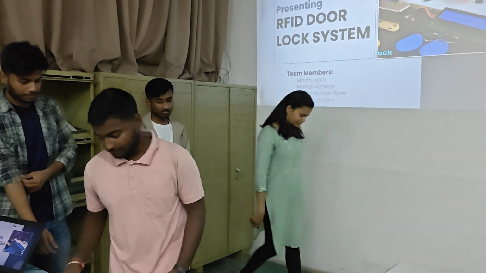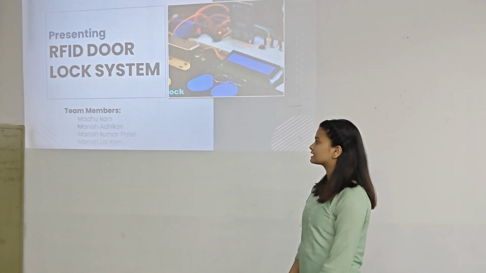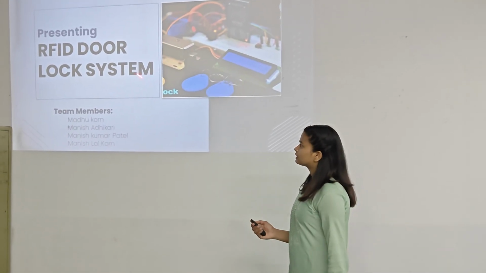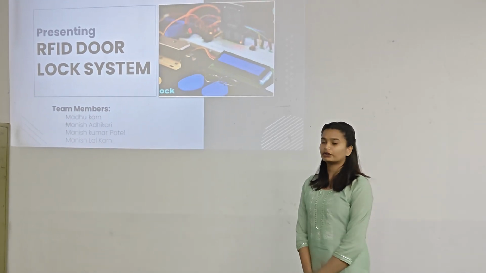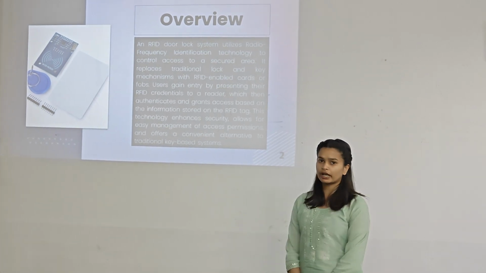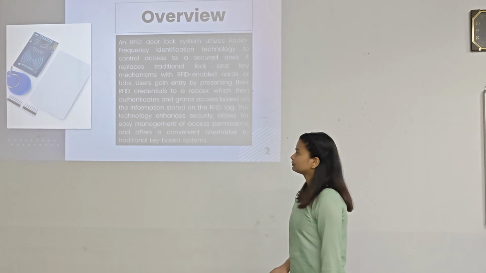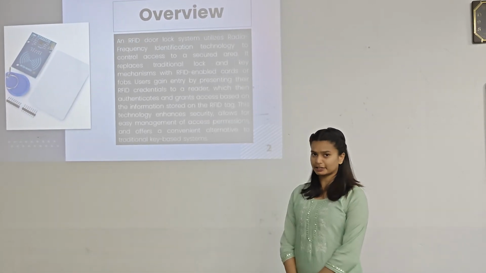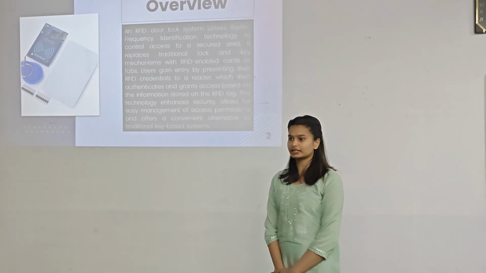So I would like to start the presentation. First of all, what does RFID door lock system mean? It simply means radio frequency identification door lock system. An RFID door lock system is a modern and secure method for controlling access to any buildings, rooms or any specific areas. It uses RFID technology to allow or deny access based on the presence of RFID tags or cards. This technology enhances security, allows for easy management of access permission, and offers a convenient alternative to traditional key-based systems.